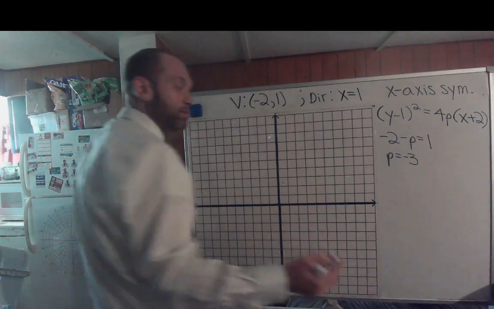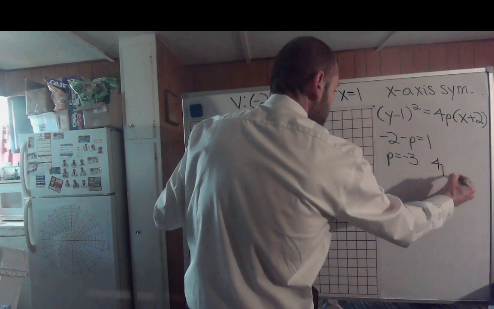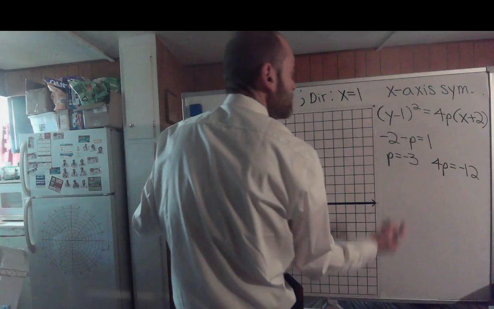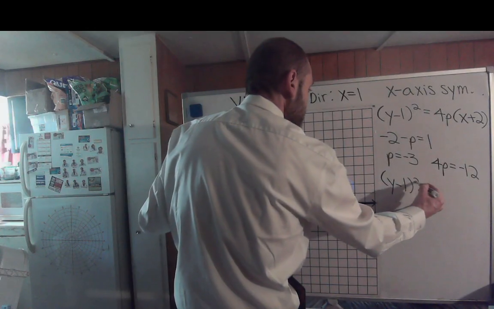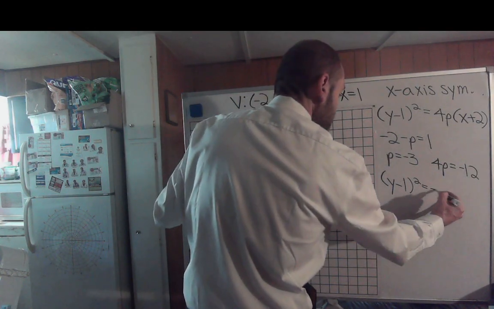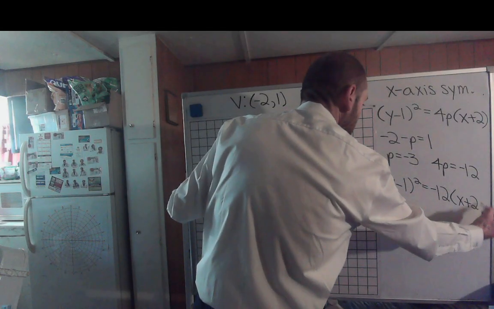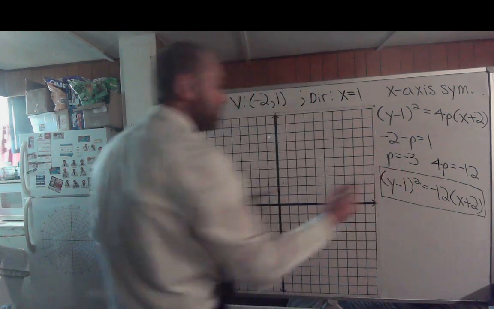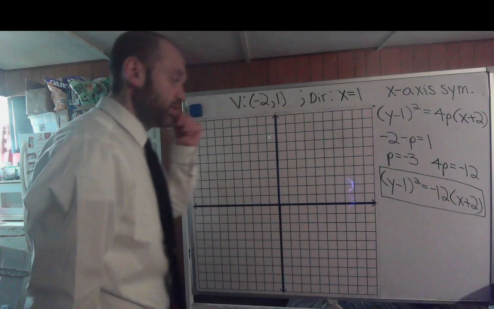But for the final form of the equation, we need this to be 4p. So 4p is going to equal -12. So the actual equation ends up being (y minus 1) squared equals -12 times the quantity of (x plus 2). So there's your equation. (y minus 1) quantity squared equals -12 times (x plus 2).